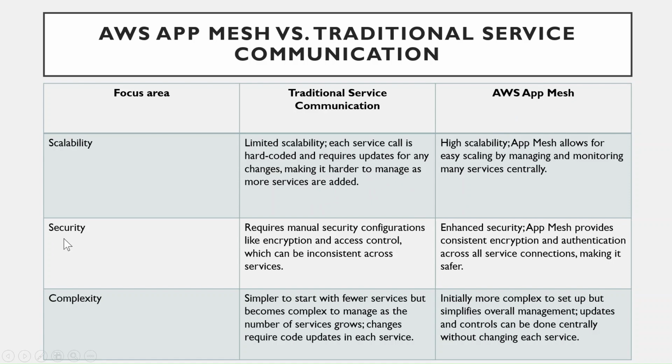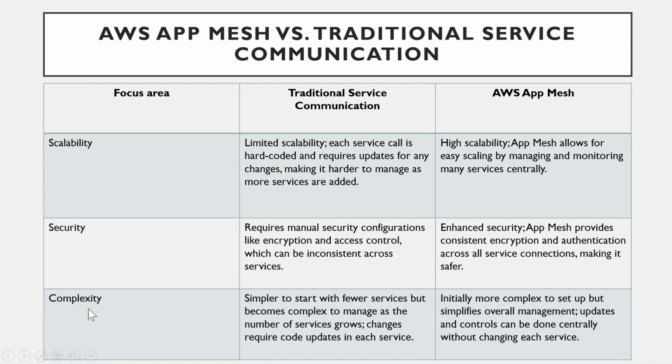So next one is security. In security, traditional service communication requires manual security configuration like encryption and access control, which can be inconsistent across the services. In AWS App Mesh, it has enhanced security. App Mesh provides consistent encryption and authentication across all service connections, making it safer.